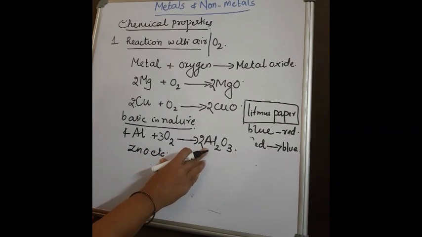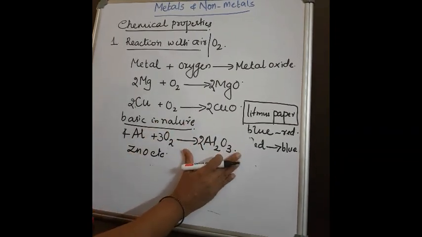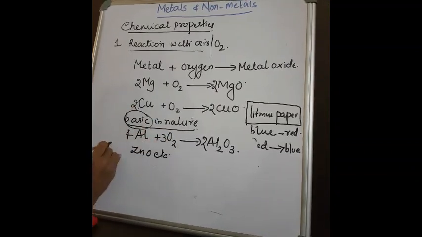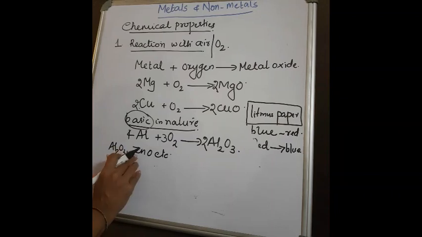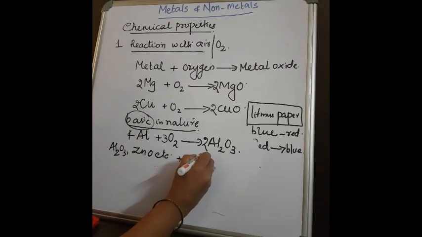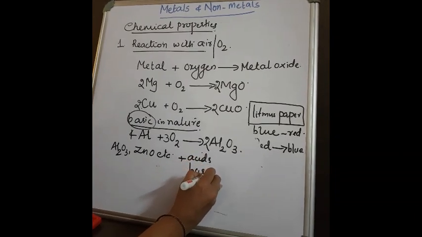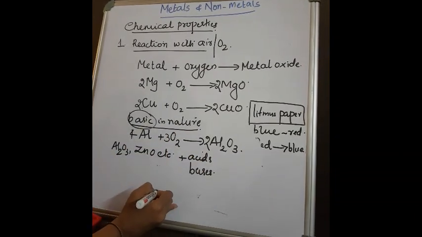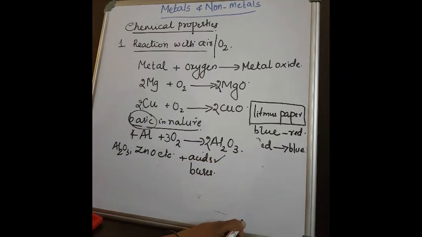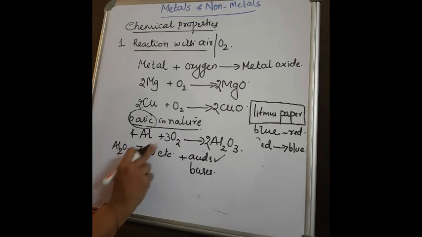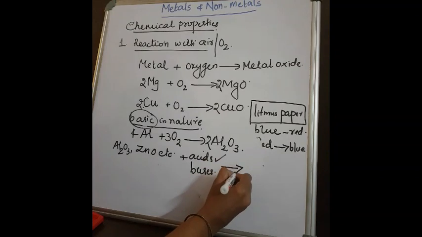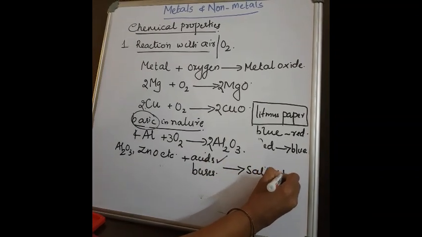Some of the metal oxides, I already told you, are generally basic in nature, correct? But some oxides like aluminium oxide, Al2O3, then zinc oxide, etc. react with both acids as well as bases. Basic in nature means what? It reacts only with acids. But some oxides react with both acids as well as bases to form the corresponding salt and water.